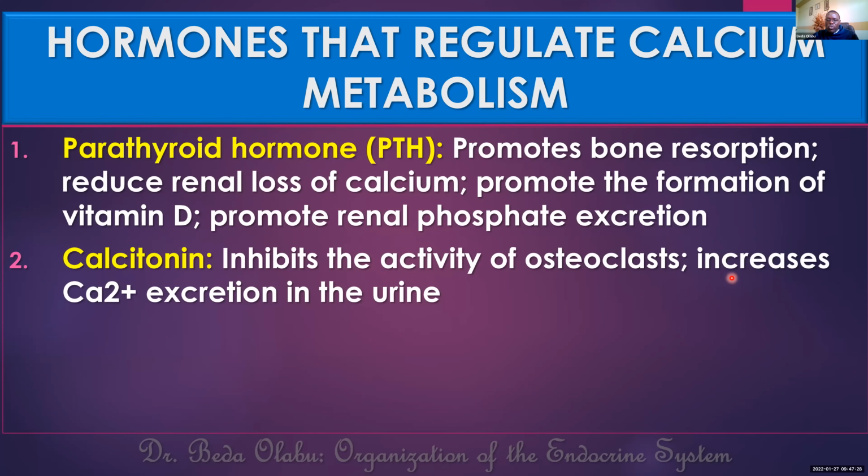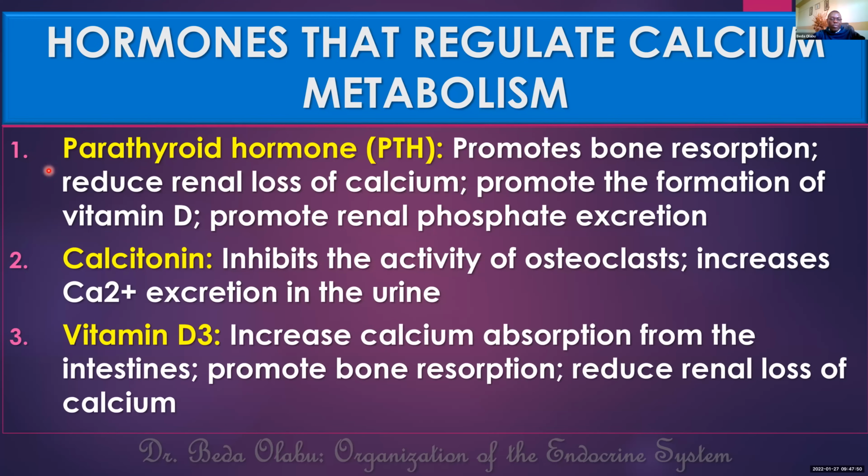The other mechanism it operates with is to increase the excretion of calcium in urine. Again, that will also suppress the levels of serum calcium. So the take-home message there is that calcitonin lowers the levels of serum calcium. Remember, parathyroid hormone elevates. The third hormone is vitamin D.